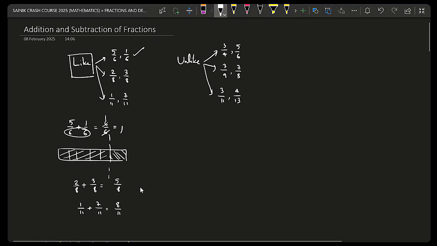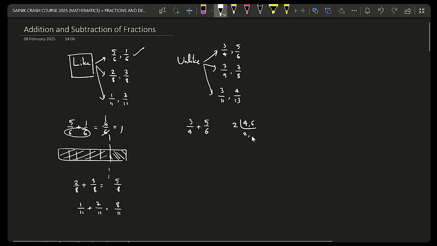Now how to add unlike fractions? For example, you take the first one, 3 by 4 and 5 by 6 we want to add. They do not have equal denominators. So how can I add? We cannot add unlike fractions, but we can add them by converting them into like fractions. To convert the denominators 4 and 6 to the same number, we want to find their LCM. So find the LCM of 4 and 6.